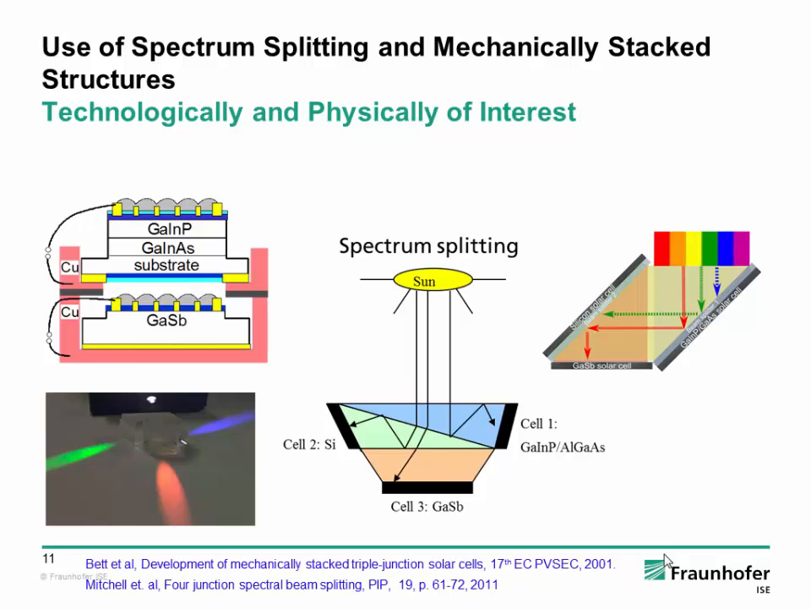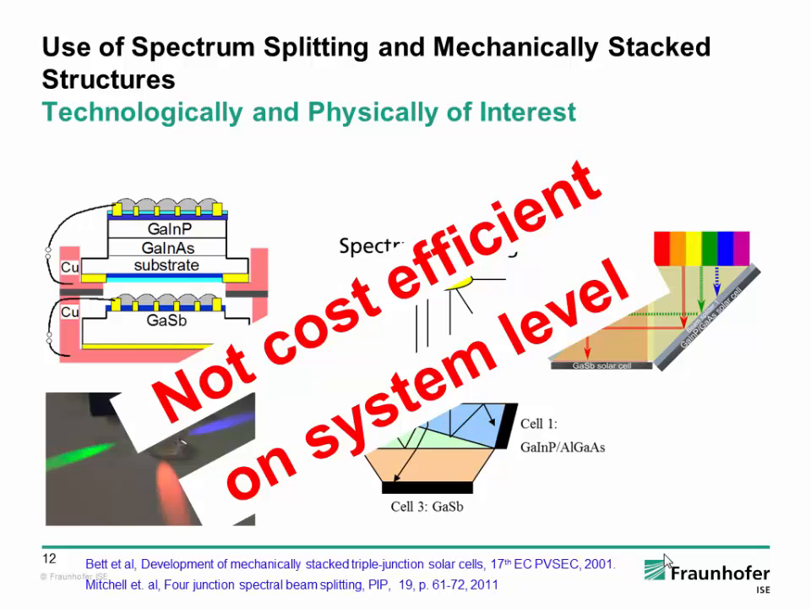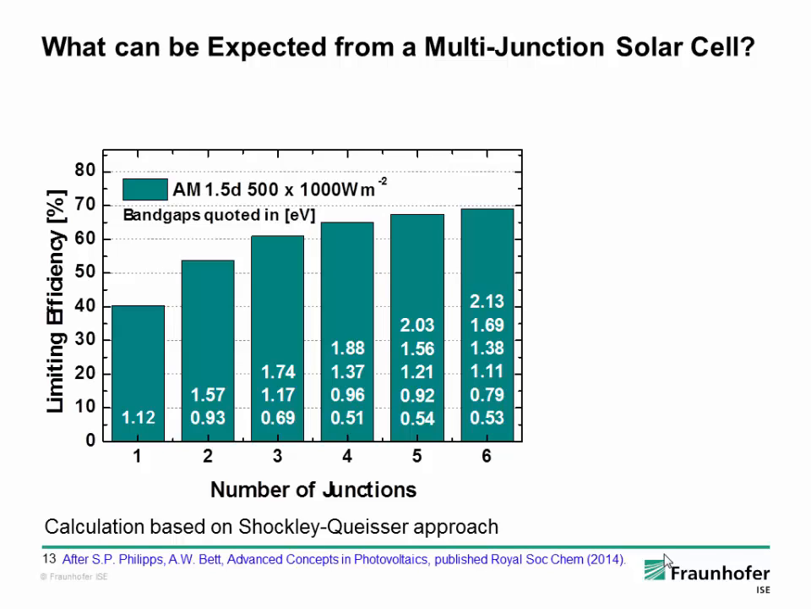We also made nice optical designs to realize spectrum splitting beams. I would say this technology is very interesting and also physically of very much interest. You can learn a lot. But if you look into systems, it's really not cost efficient. We went through all the cost calculations and found that if you go to these more complex system integrations, you really lose the benefit of the high efficiency. So it's much smarter to go to a monolithic grown structure.